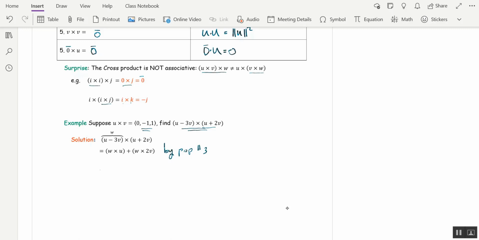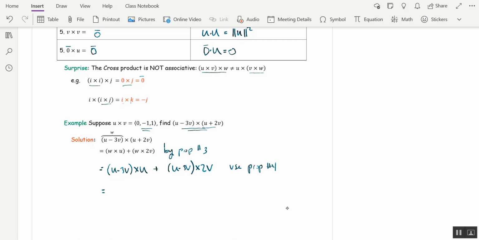So now let's write out what W is again. That's U minus 3V. And I'm crossing with U, and then I'm adding on U minus 3V, and I'm crossing with 2V. Now I can use property number 4 and cross on the right side. And I can also pull out scalars.